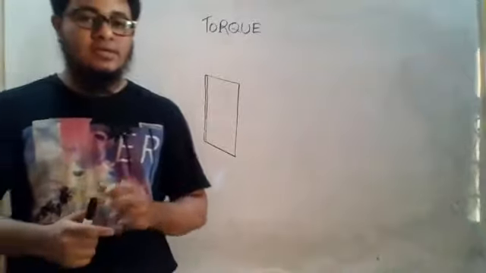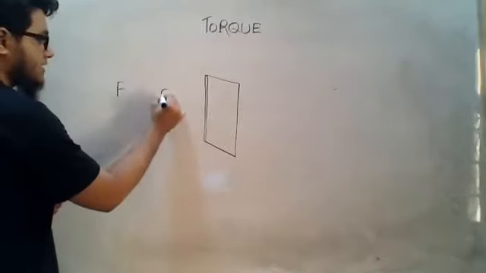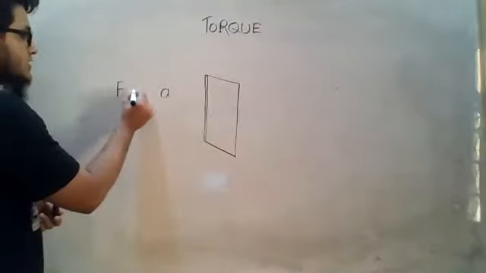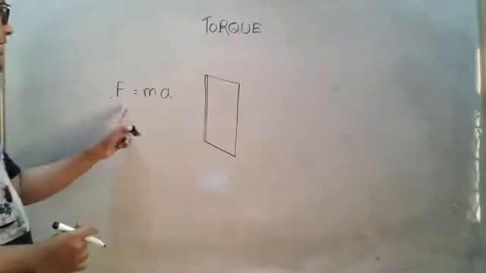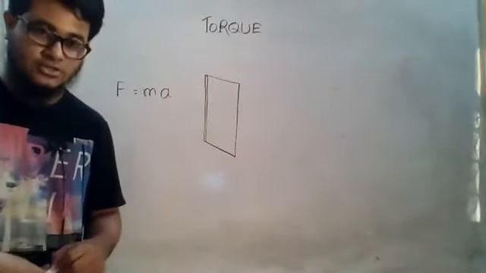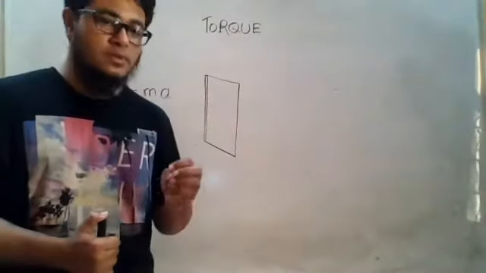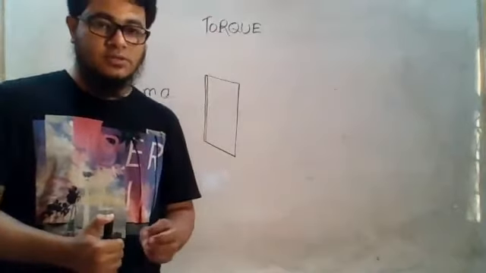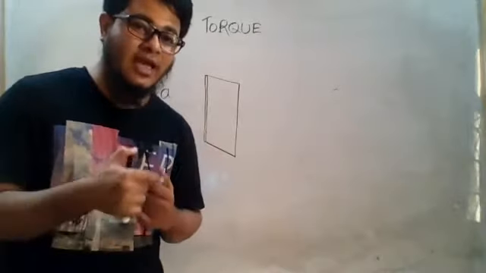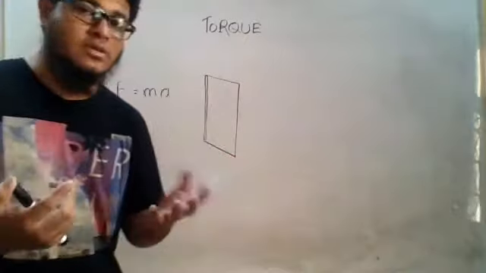Now you will see that in case of linear motion, whenever we apply some force, we get some acceleration, correct? The calculation can be done using this equation F equal to ma. If there is no force, then there will be no acceleration. But in case of rotational motion, it is possible that you will apply some force on the body, but you will not get any angular acceleration. Now, how is this possible? Let us try to think about it in this way.